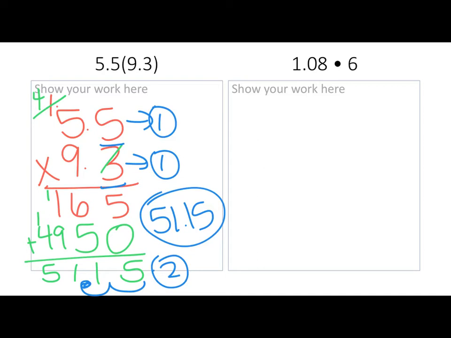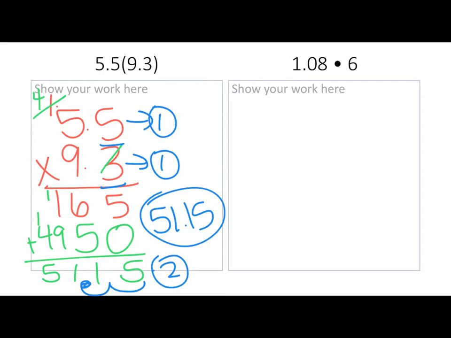So remember we talked about the multiplication symbol. The X means multiply. The parentheses means multiply. Also, this dot means multiply. So you will see all of these versions. So make sure you know that they're all multiplication.